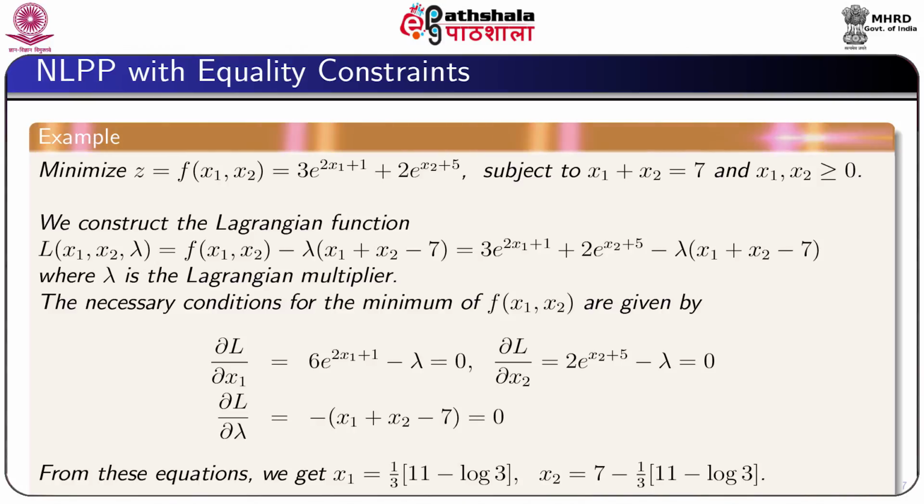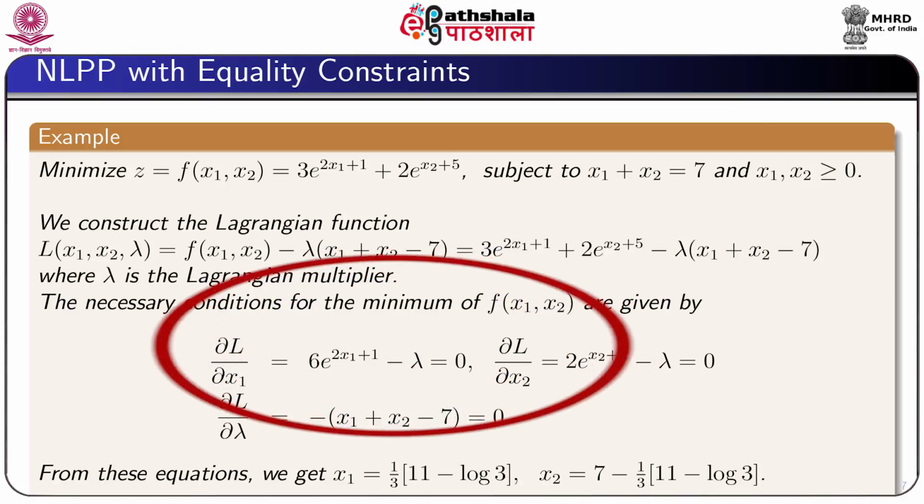For this problem, we first construct the Lagrangian function L as L equal to f(x1, x2) minus lambda into (x1 plus x2 minus 7), which is equal to 3e^(2x1+1) plus 2e^(x2) plus 5 minus lambda into (x1 plus x2 minus 7), where lambda is the Lagrangian multiplier.